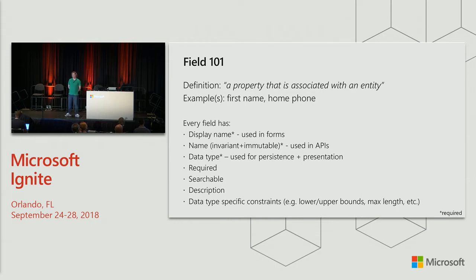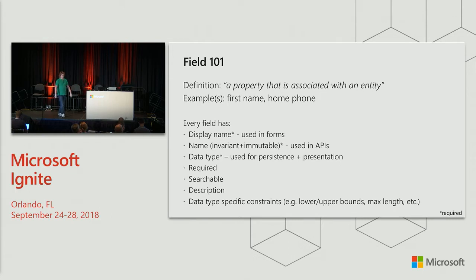Let's talk about fields. So what is a field? A property that is associated with an entity. Once again, if you've worked with Access or you've worked with SQL, you can logically think of this as a column. An example of this would be a first name or a home phone number. Now, every field has a display name, once again, used in forms. It also has a name that's invariant and immutable that is used in the APIs to reference that specific field or attribute. There's a data type that is used for persistence as well as intelligent presentation of the data, and I'll come back to that here in a moment.